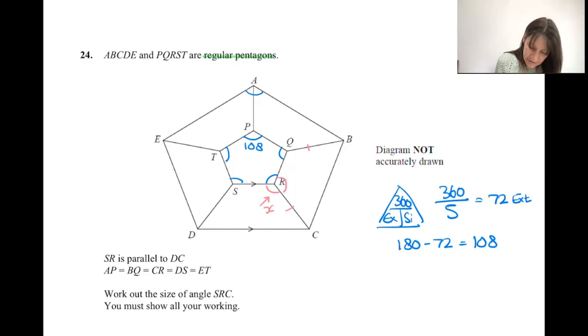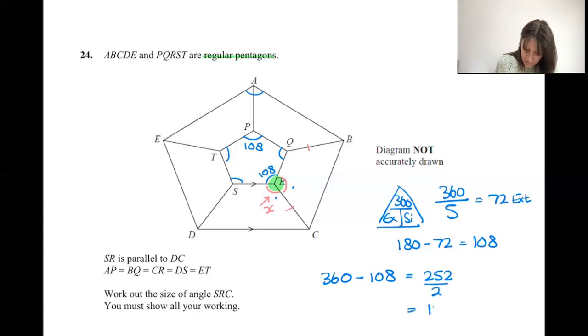And then you are literally doing no more than your angles around a point. Angles around a point add up to 360. Take away the 108 that I know is living here, and I've got 252. So these two angles together add up to 252. Divide through by 2 and you get your angle of 126 for SRC.